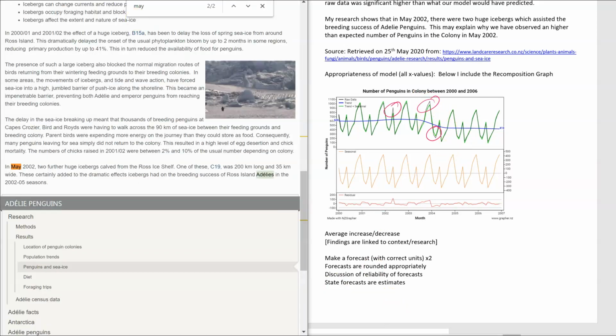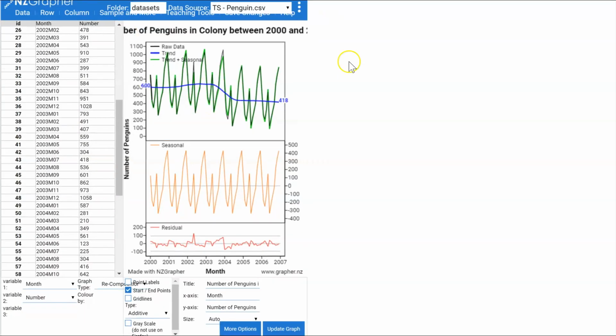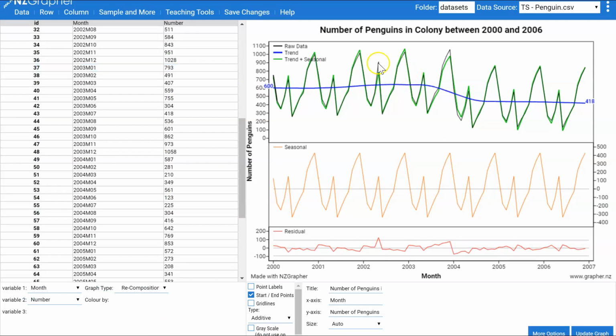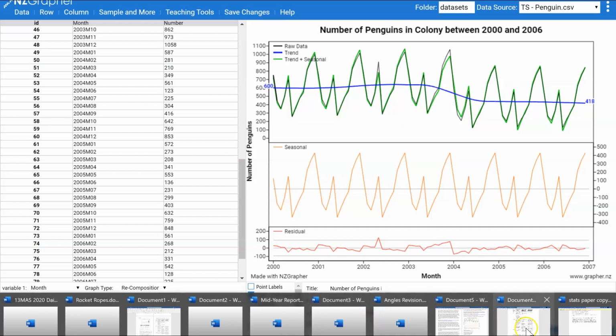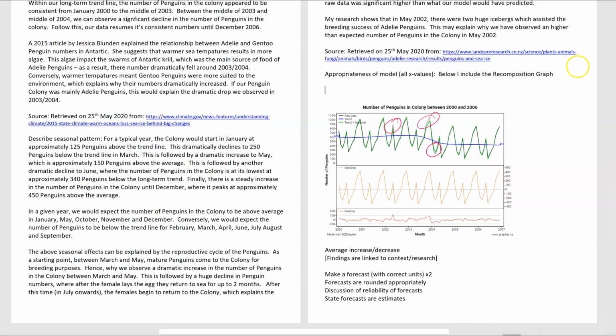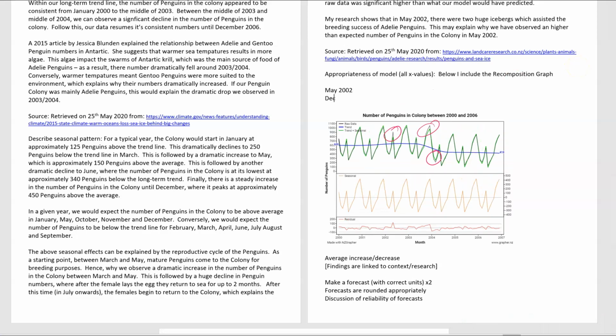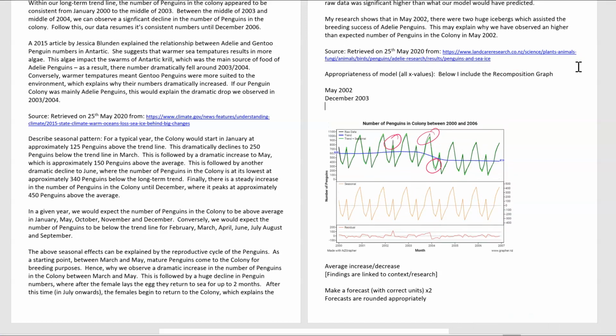So I'm going to go back to NZ Grapher, go into full screen, and what we can do is we can see, so we've already got that. These points here, if you have a look, that point there, well, that was December 2003. And down below here, what point is that? And that there is March 2004. So December 2003, March 2004, they wouldn't lead to good results. So let's write that down. So May 2002, December 2003, and then March 2004. Those were all of those points, and I wouldn't be happy at those points.